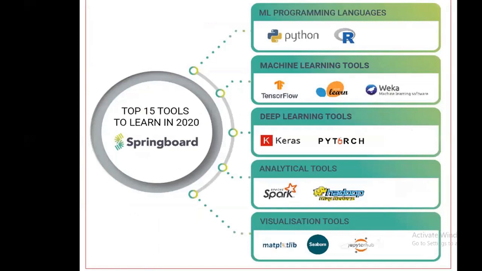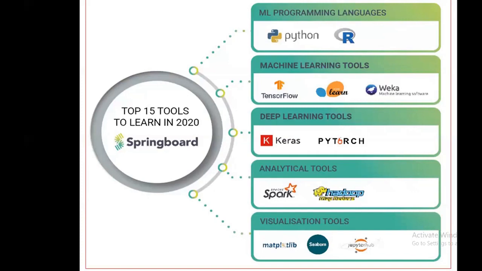R. Python is so popular because of the rich number of libraries present. Machine learning tools like Weka, sklearn, TensorFlow, etc. Deep learning tools, especially Keras, PyTorch. Analytical tools like Spark and Hadoop. Visualization tools are Matplotlib, Seaborn, Jupyter, etc.